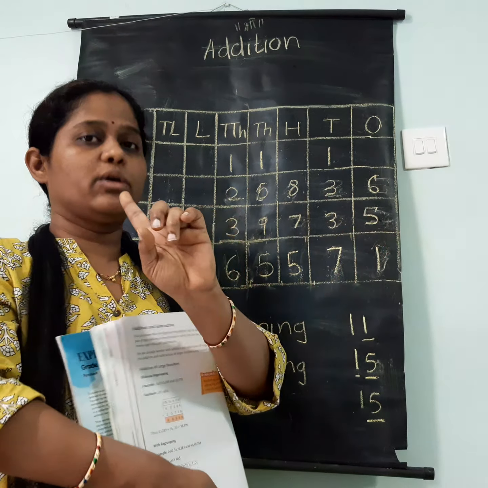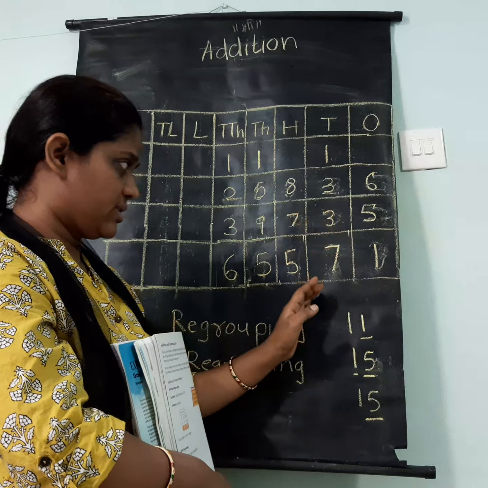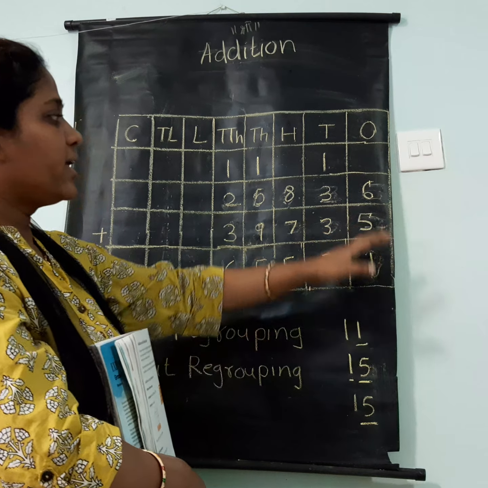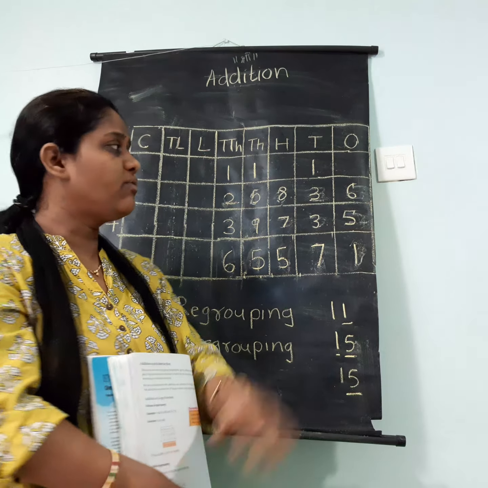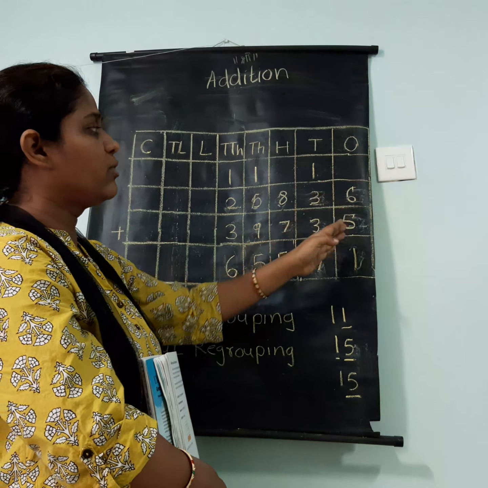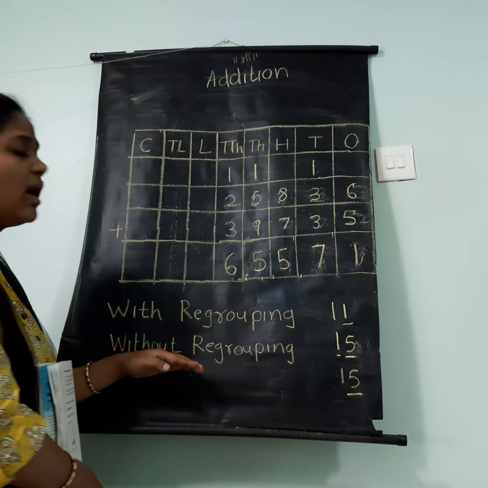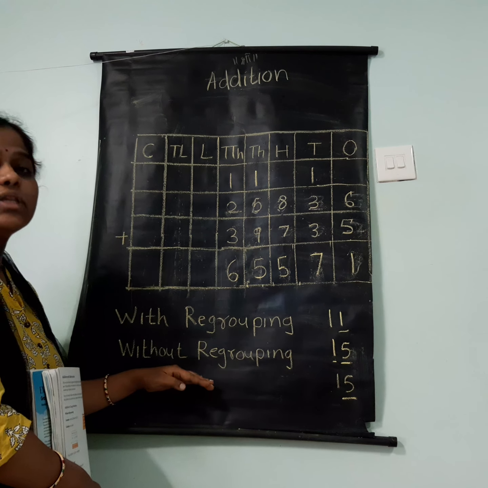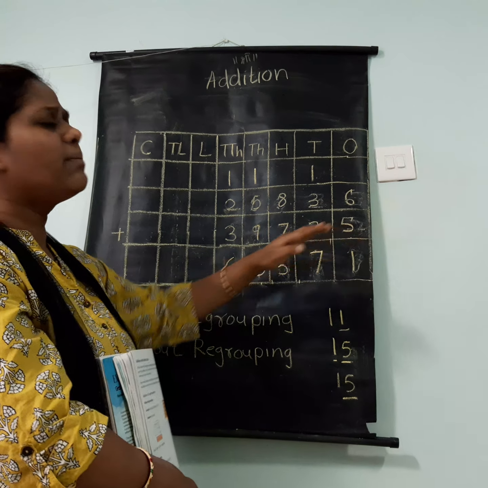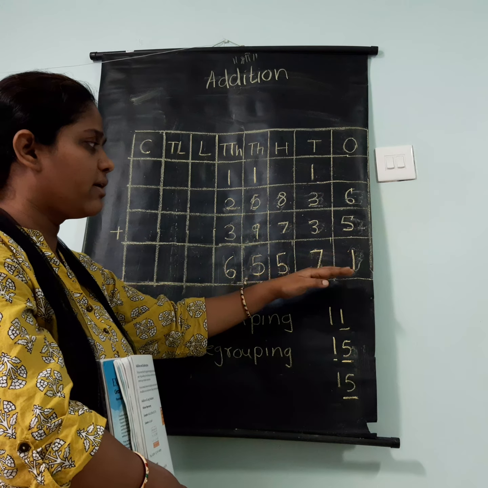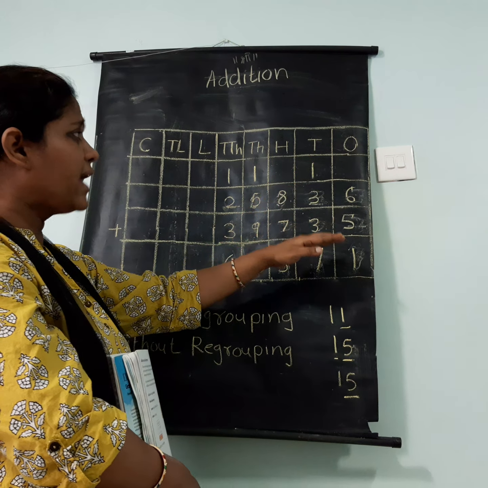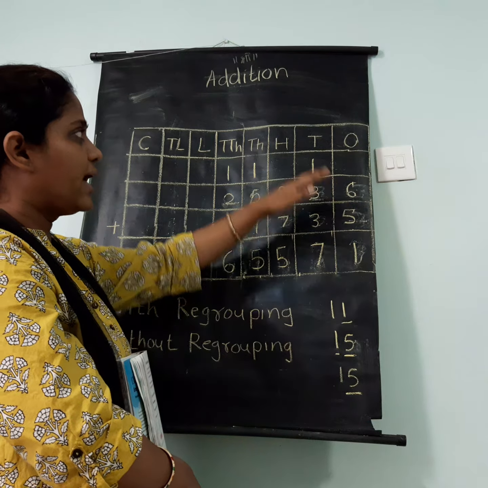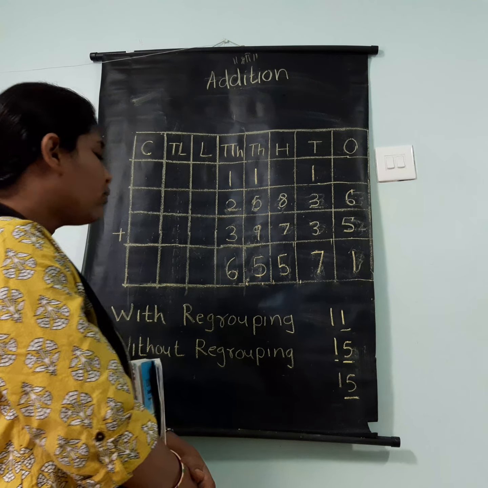Earlier, the addition of each column gave only 1 digit, and here in the second sum I have solved, you are getting the addition as 2 digits. Whenever the addition of a particular column gives 1 digit, that is called addition without regrouping. Why? Because it is a simple addition, you are not carrying anything, you are not regrouping, you are not carrying over to the next place value. But when you are carrying to the next place value, it is called with regrouping.